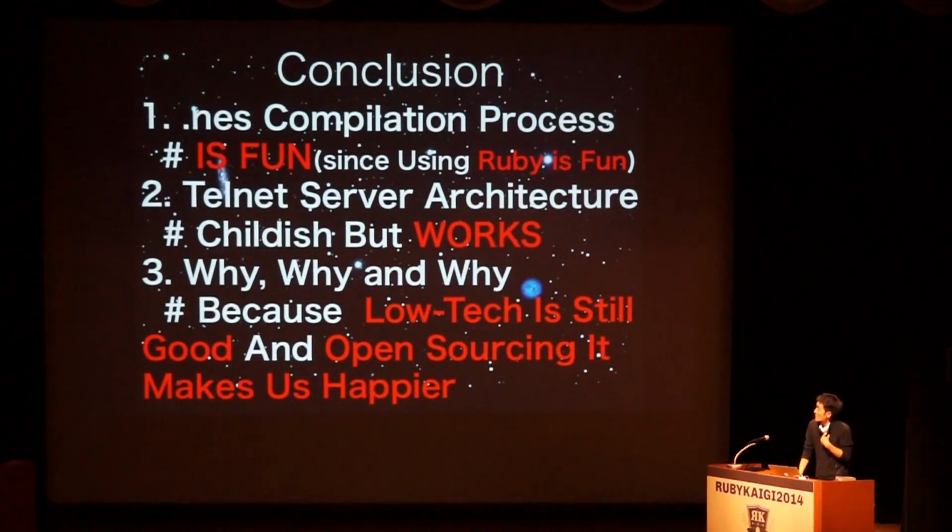So that's why. So let's go to the conclusion part. We've seen the .NET compilation process, which is really fun. Actually, thanks to Ruby it is really fun. So the .NET compilation becomes fun. And the Trinity server architecture looks a little bit childish, but it works. Please try it if you want. And the reason why I created this Ruby gem was that low tech is still good. And open sourcing it makes us happier.